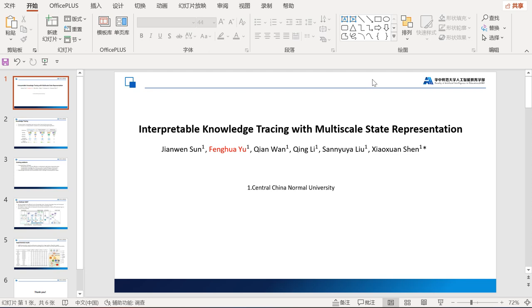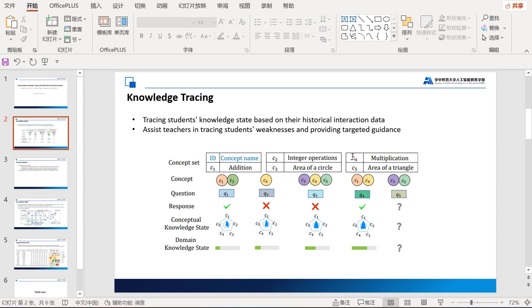Hello everyone, I'm delighted to have the opportunity today to briefly introduce our paper, Interpretable Knowledge Tracing with Multiscale State Representations. Today, our topic is knowledge tracing.